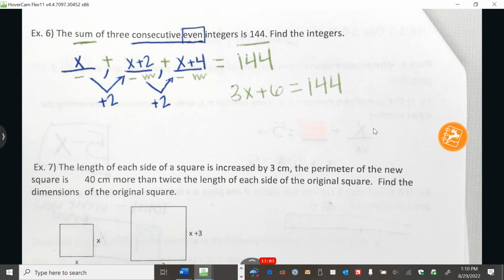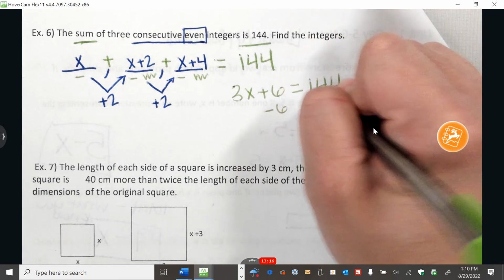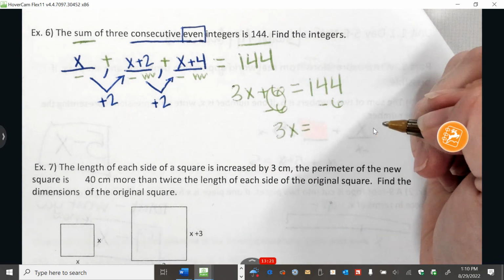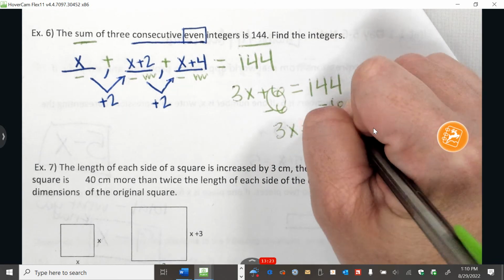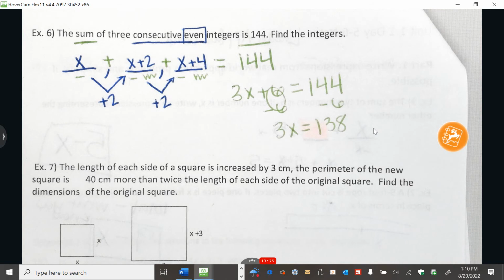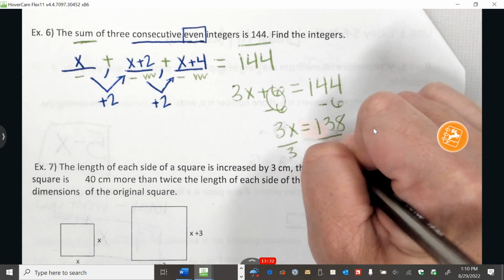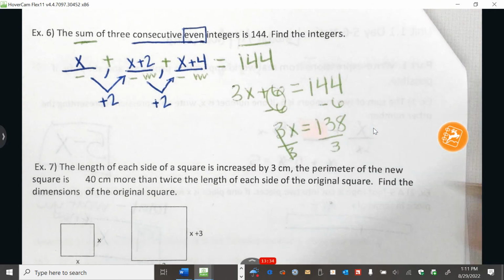Any questions with that so far? All we did was combine like terms. So what do I do to solve for x? Minus 6. And I get 3x equals what? 138. Somebody else tell me my last step. Divide by 3. Not x, just the 3. And what do I get?